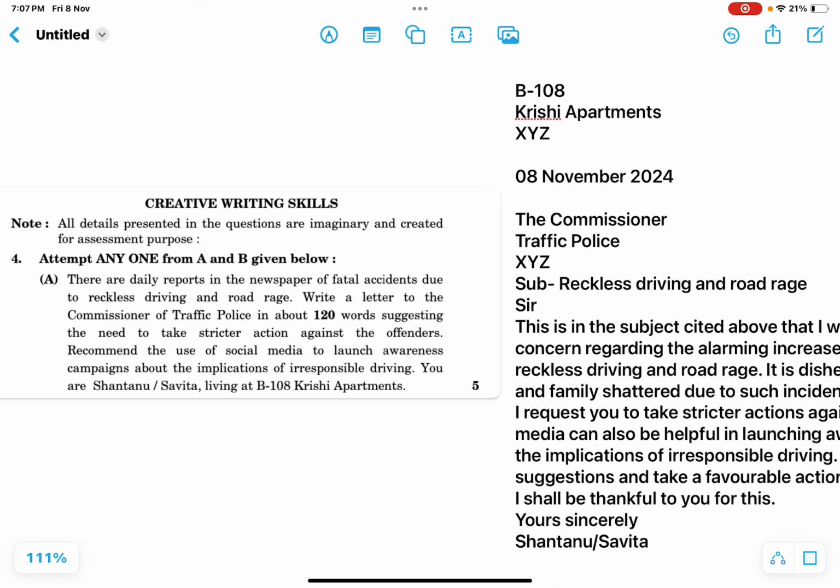Hello dear students, today we are going to discuss the writing section of CBSE sample paper. Okay, so we will discuss the letter writing here. You will be provided with two questions of letter writing and you are to attempt any one. Okay, so you can see here, attempt any one from A and B given above.